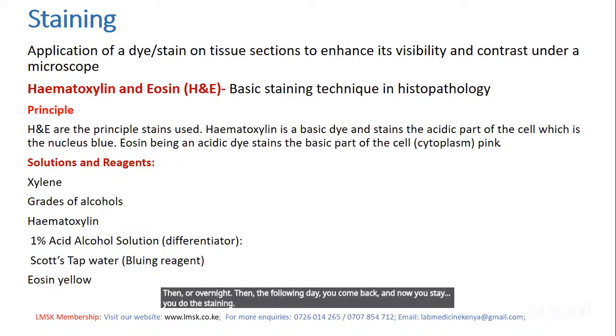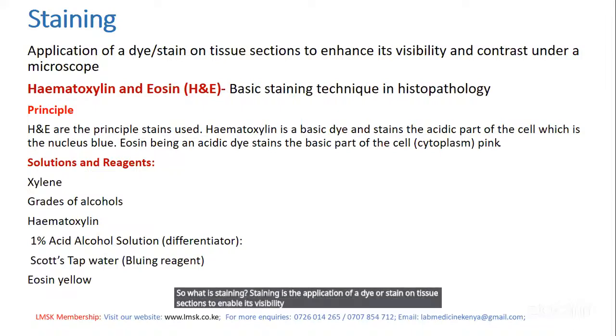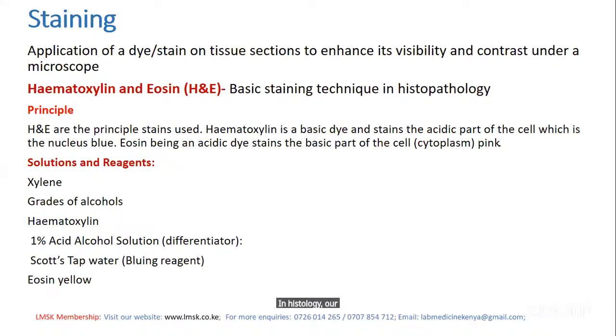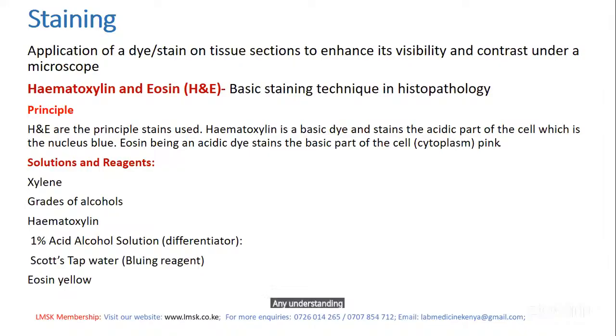So what is staining? Staining is the application of a dye or stain on tissue sections to enable visibility and contrast under a microscope. In histology, our routine, basic stain is hematoxylin and eosin. That is the basic staining technique in histology. Any other staining technique apart from H&E, we always refer to as a special stain.